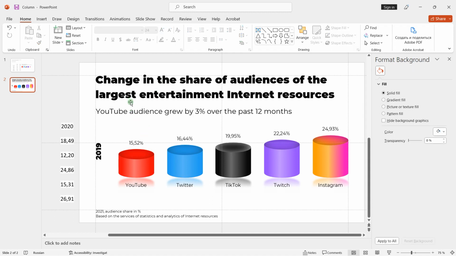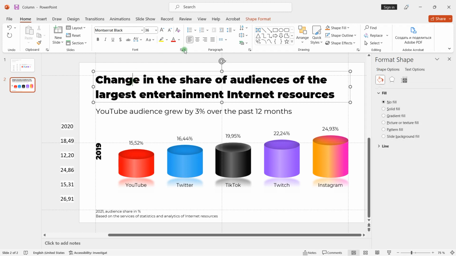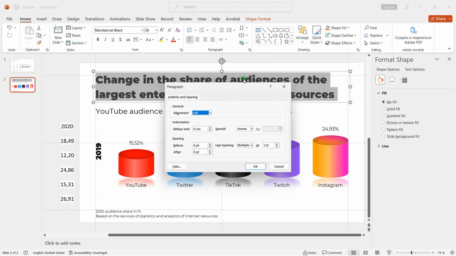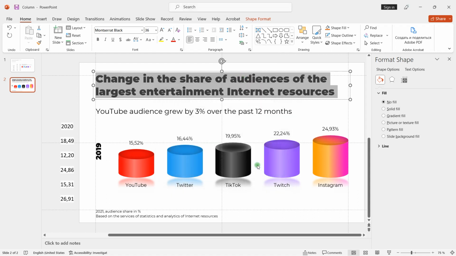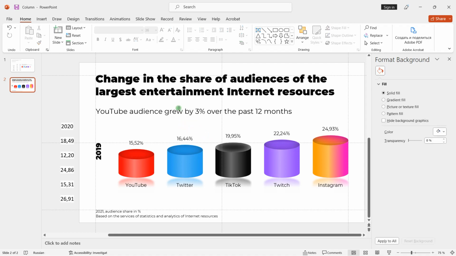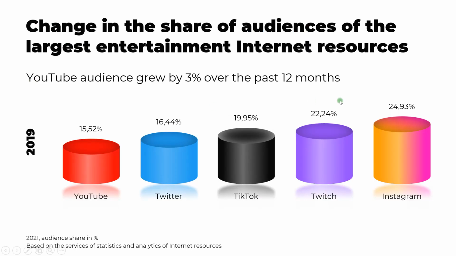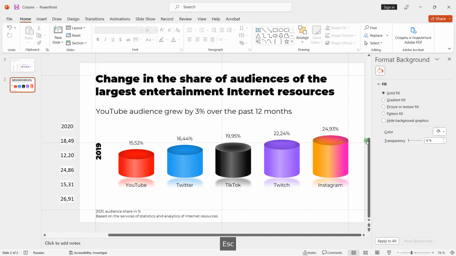But in order to visually distinguish between two text blocks, select the title with the Control-A key combination and in the paragraph menu, click on the line spacing item and select line spacing option and set the parameter equal to 1 in the corresponding section. Let's see what we get. Great, I like the result. We return to the slide.